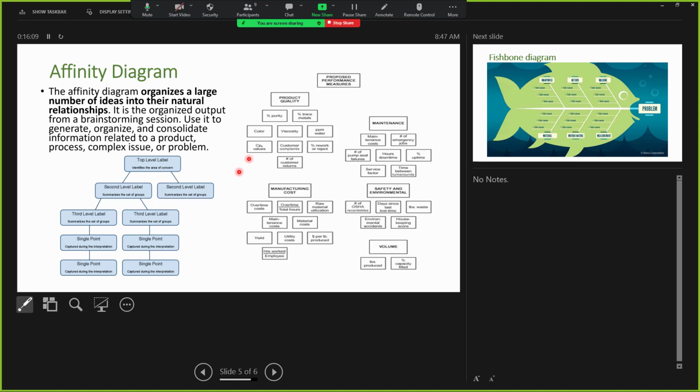Here you can see a small chart being prepared, that is proposed performance measures. From product quality, there is a team that came up with these ideas, and a maintenance team came up with these ideas, a manufacturing cost team came up with these ideas, a safety and environmental team came up with these ideas, and a volume team came up with these ideas. The main purpose is proposed performance measures, because each department has different performance measures. So bringing that out and identifying all of this, then drawing the lines of the effects and solutions and going ahead.